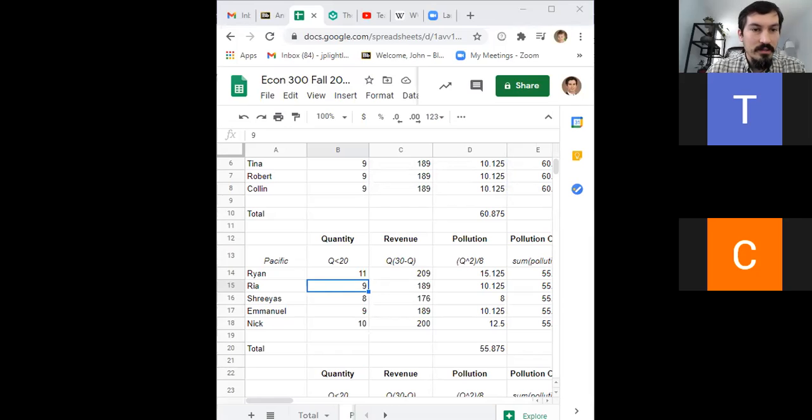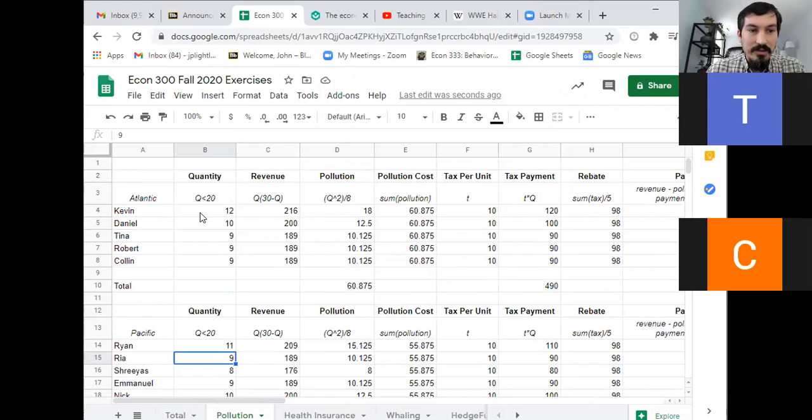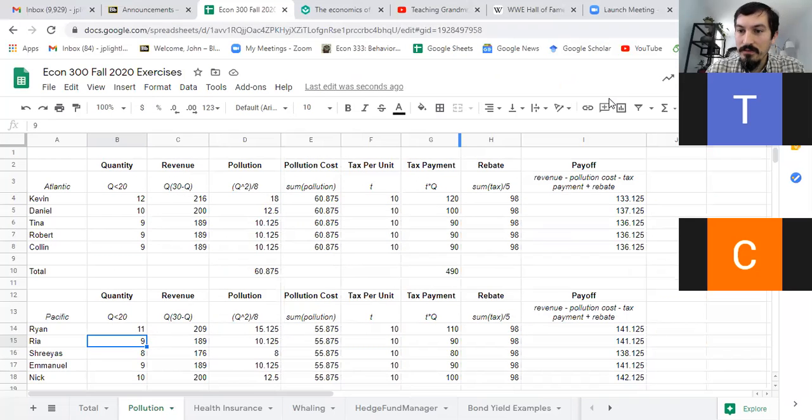Okay, here's what happened. In the Atlantic, we had Kevin doing 12. Kevin did 12, and it actually cost him. He earned less because of that. He did 12, Daniel 10, everyone else 9. The person who did the best was Daniel with the 10. Kevin with 12 actually hurt himself because of his higher tax payment.